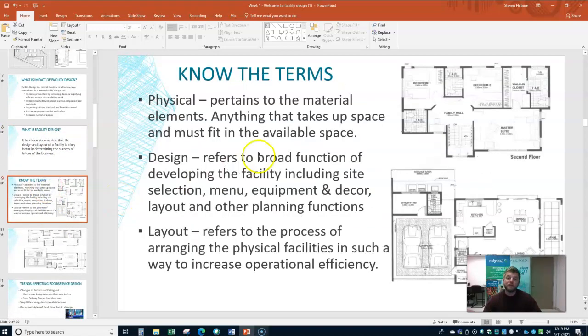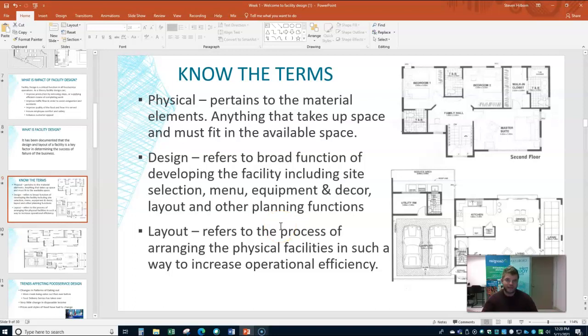So a few terms that you need to know are physical, design, and layout. Physical is the material elements that make and take up the space. The design is the broad function of the development of the area. So this is site selection, the menu, the equipment, the decor. And the layout refers to how we arrange the physical components in our design.